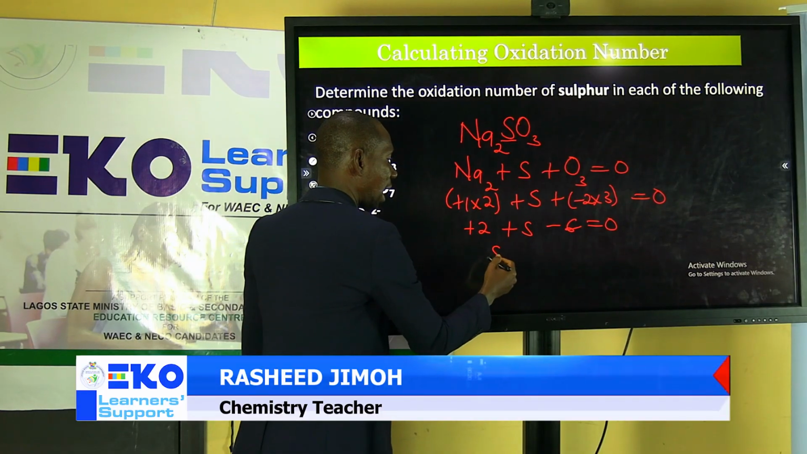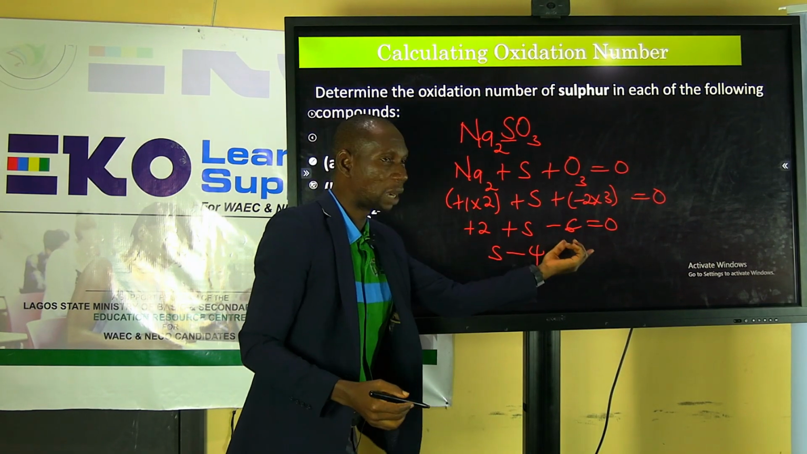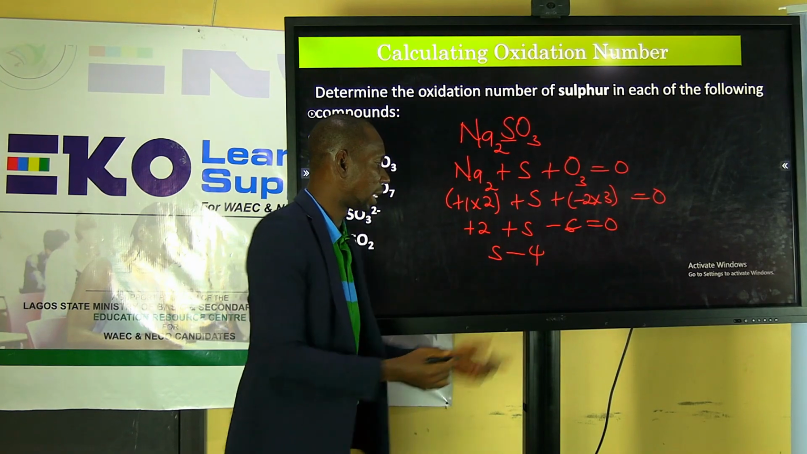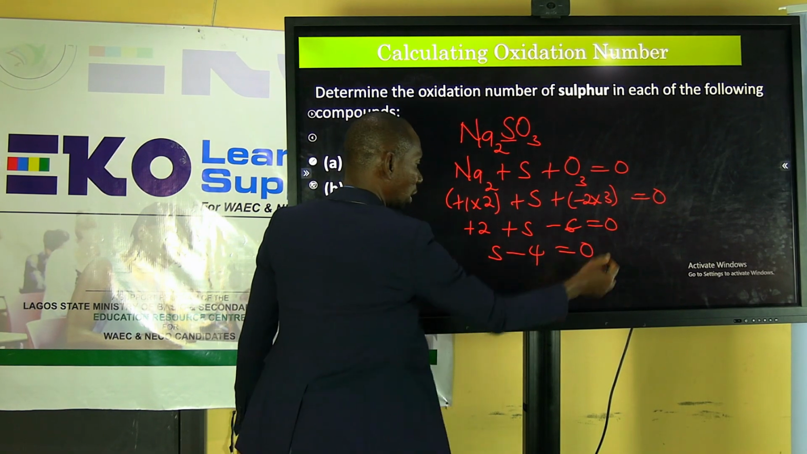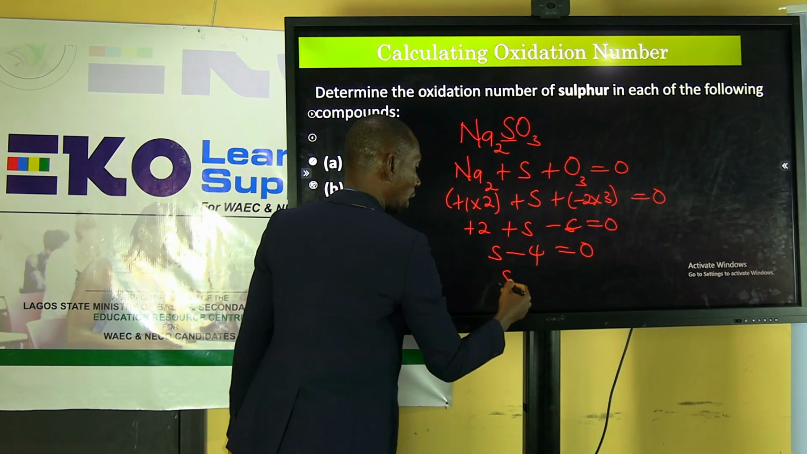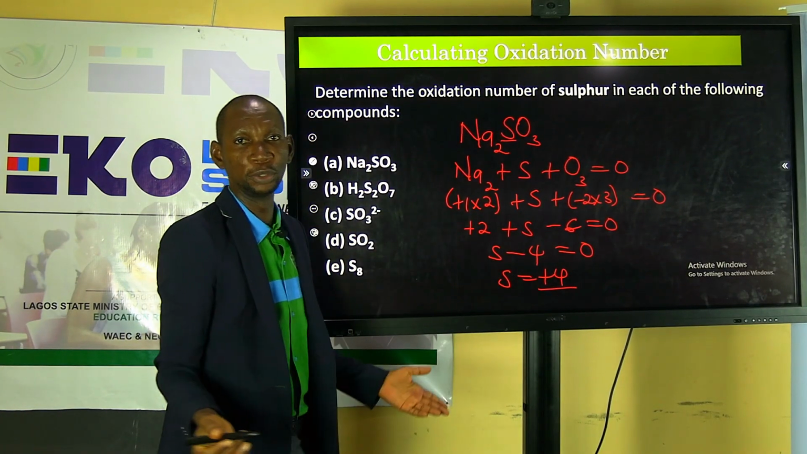Okay, that will give S minus 4. Yes, +2, you have 2, and then -6, you're owing 6. When you pay your debt, S minus 4 equals 0. Then when -4 goes to the other side, it becomes +4. This is how you do it.